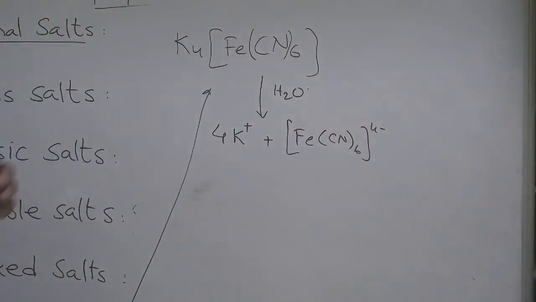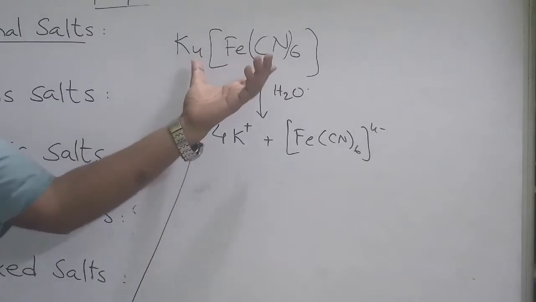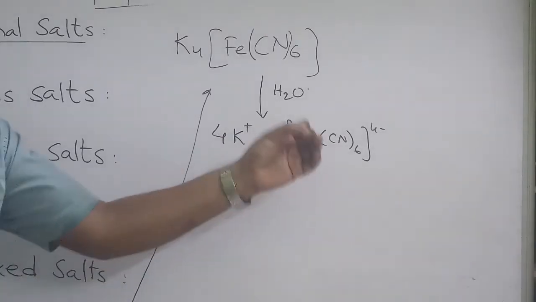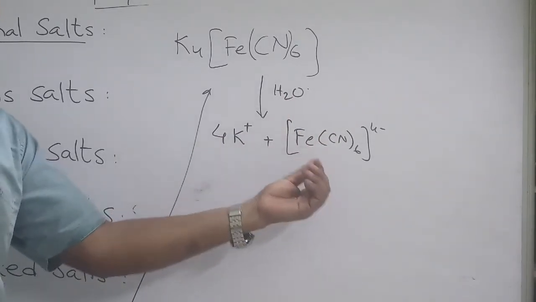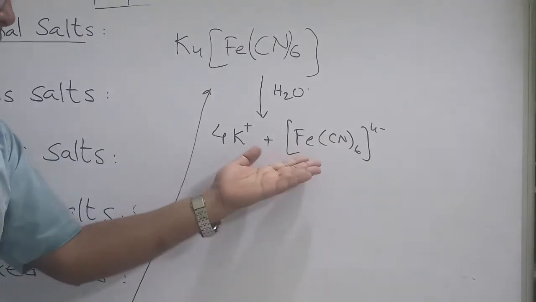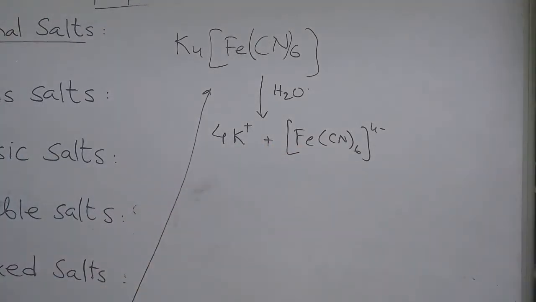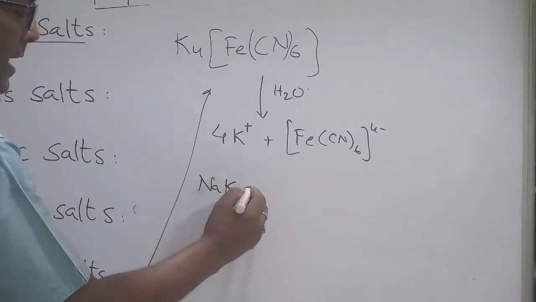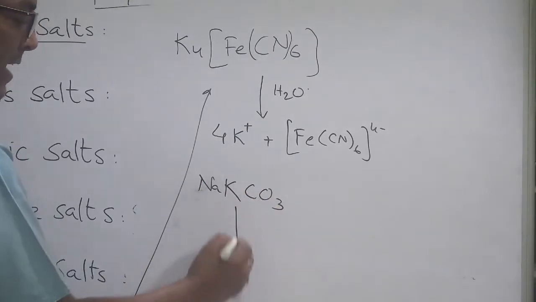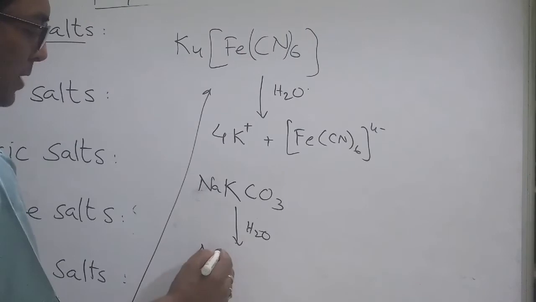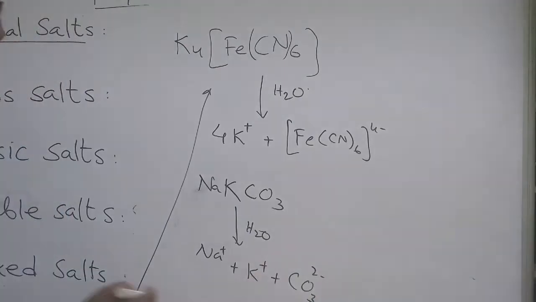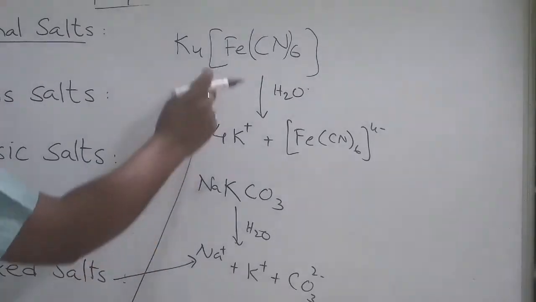You can have the counter ions here, but the coordination entity remains intact. It does not break up into constituent ions. If it does not break up into constituent ions, we call this a complex. But in the other case, NaKCO3, when I add it to water, it will break up into Na plus, K plus, CO3 2 minus. In this way, we differentiate between the mixed salt and the complex salt.